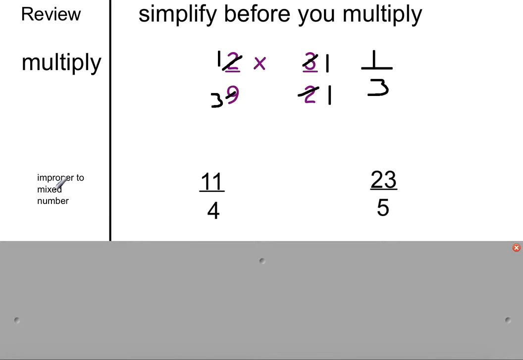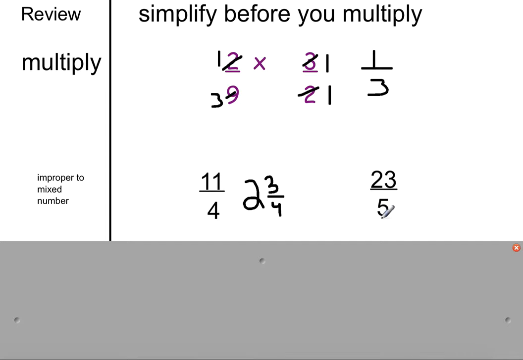Let's remember how to turn an improper to a mixed number. Again, we ask the question, how many 4s go into 11? The answer would be 2, because 2 times 4 is 8, and that gives me 3 leftovers, and my denominator stays the same. Go ahead and try this one.